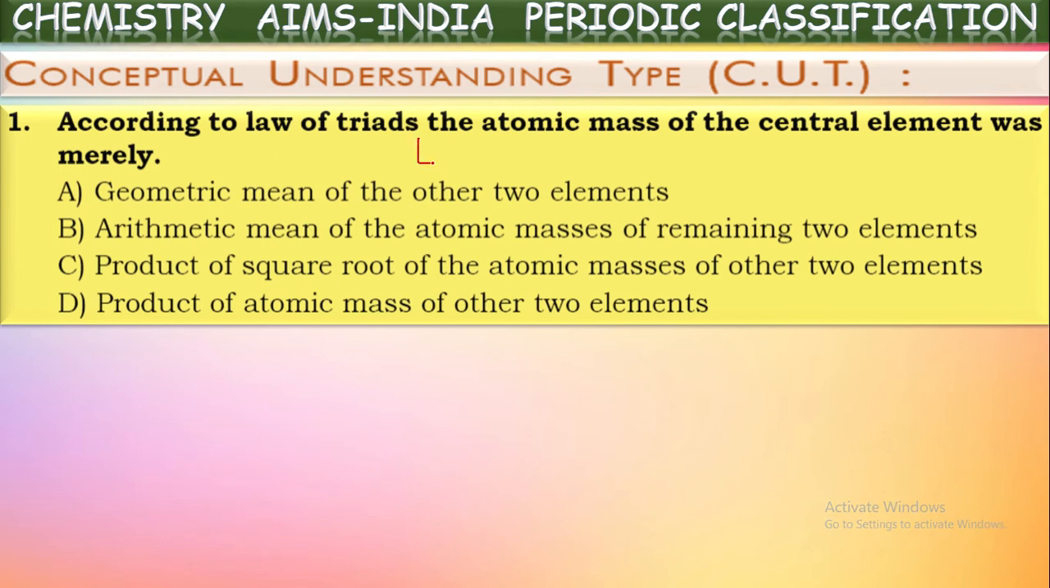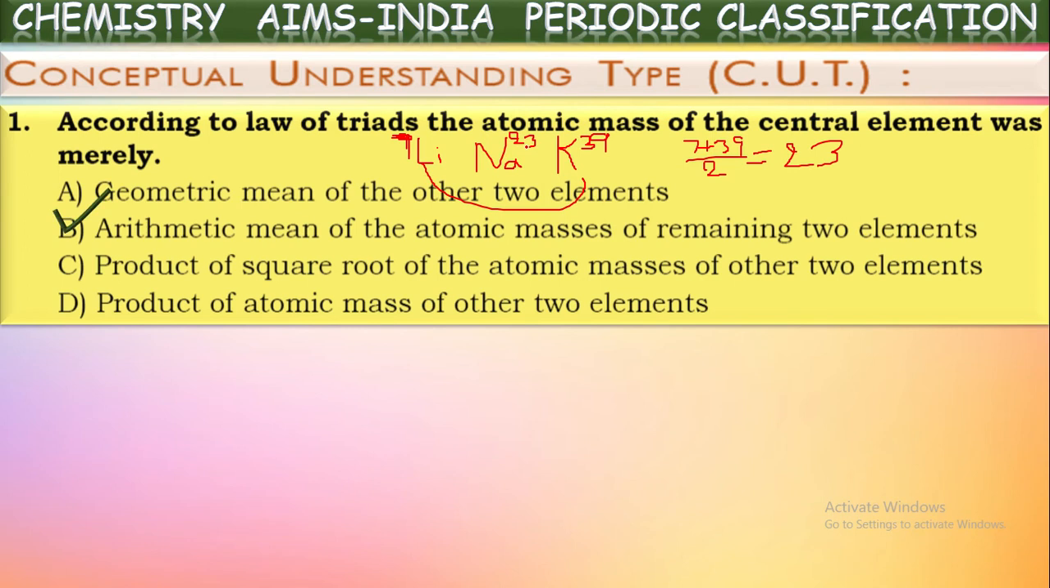For example, if we take lithium, sodium and potassium, the atomic mass of lithium is 7, sorry, it is 7, and that of potassium is 39. If we take the arithmetic mean of the atomic masses of the first and third elements, that is 7 plus 39 by 2, what do we get? We get 23, which is the atomic mass of the middle element, sodium. So when the three elements having similar chemical properties are written in increasing order of their atomic masses, the atomic mass of the middle element is equal to the arithmetic mean of the atomic masses of the first and third elements. So where it is mentioned, here it is.